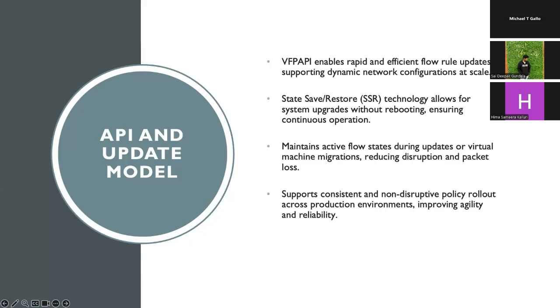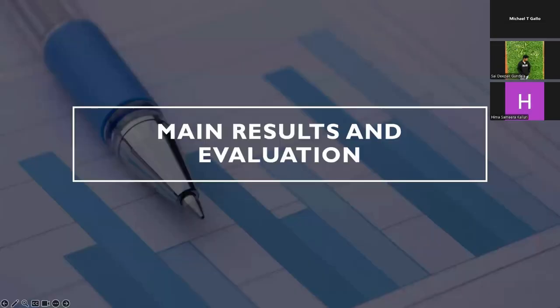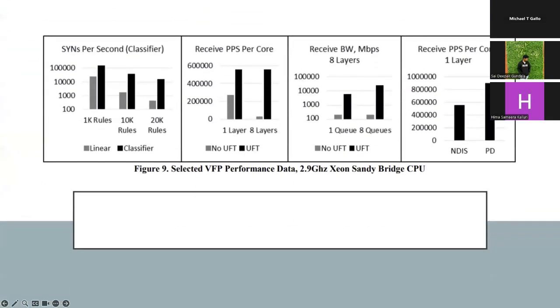So, coming to the main results and evaluation, these charts show the VFP performance gains across classification, throughput, and offload techniques. Coming to chart 1. This chart compares linear rule matching to VFP's classifier. As the number of rules increases from 1K to 20K, linear matching performance degrades significantly, while the classifier sustains high SYN processing rates. This demonstrates the VFP classification engine scales far better with the rule count.